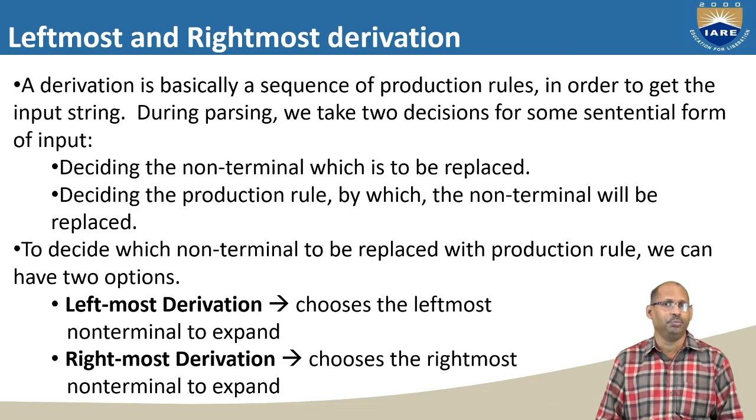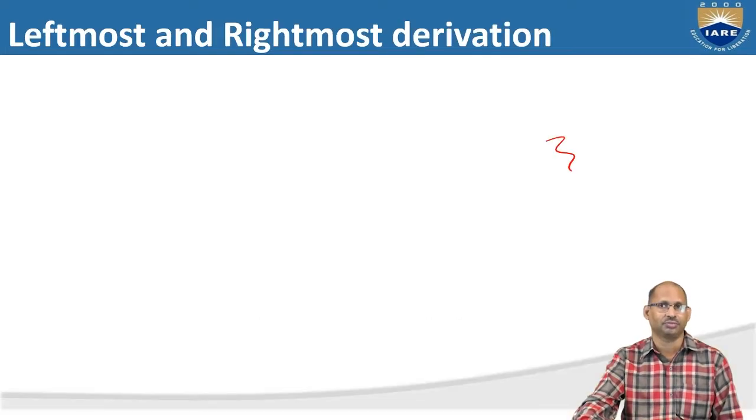Left end non-terminal or right end non-terminal. If we always replace left end non-terminals, then we say leftmost derivation. If we always replace right end non-terminals, then we refer to it as rightmost derivation.